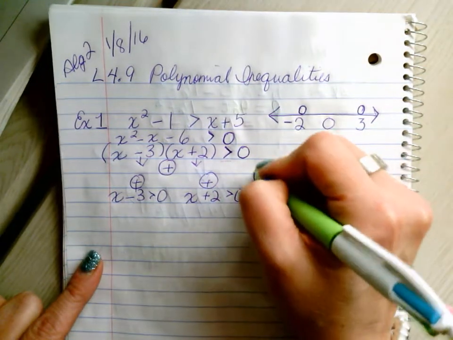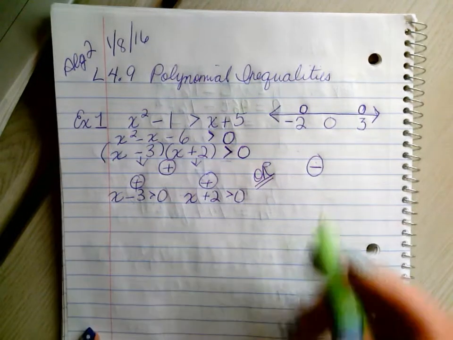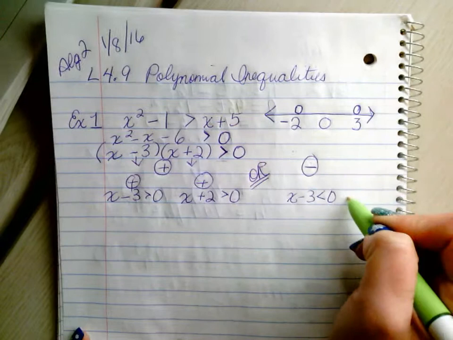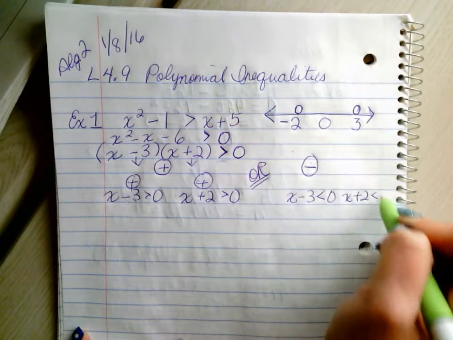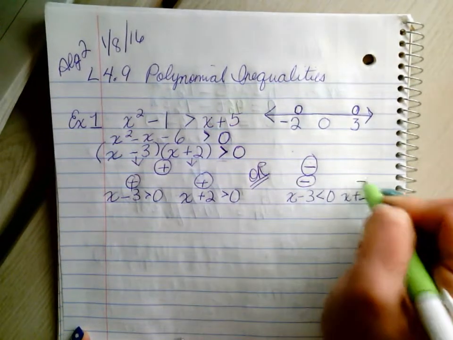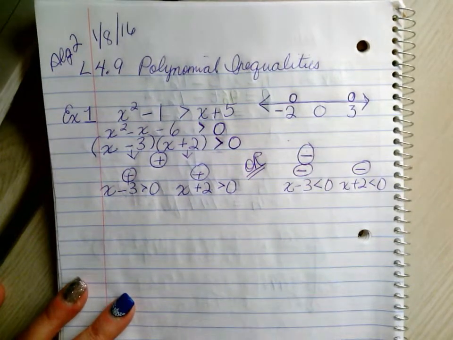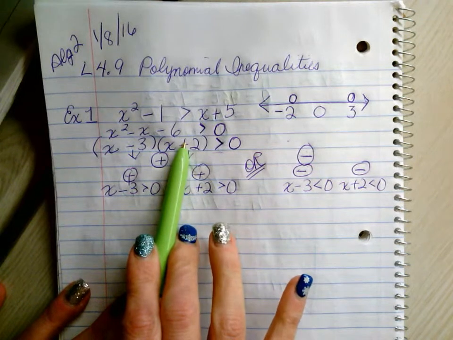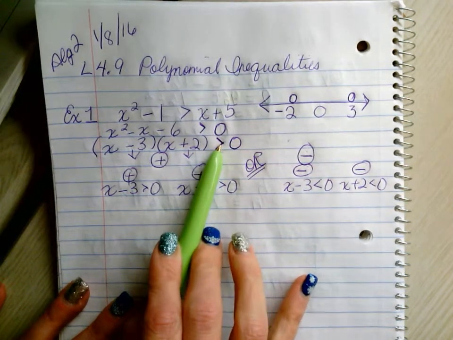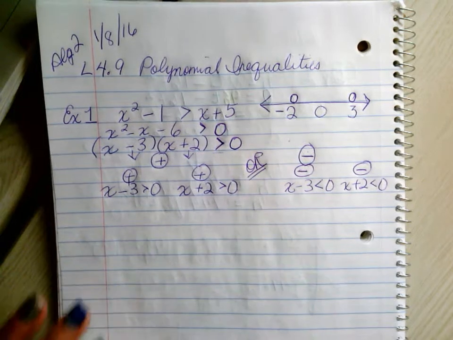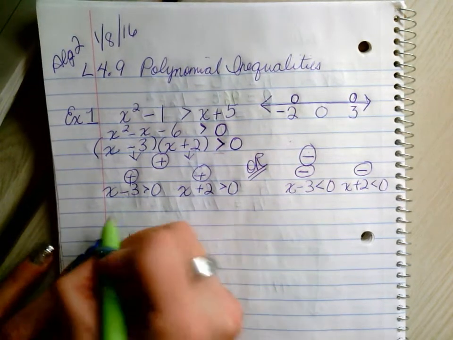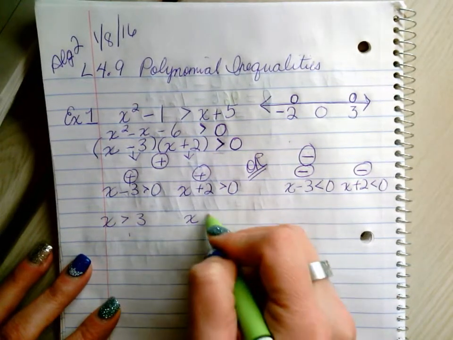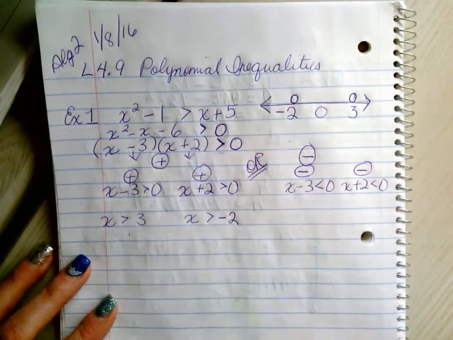That scenario works. Or if x minus 3 and x plus 2 are both less than 0, that means they're both negative numbers. And you know that a negative times a negative will result in a positive value. Positive values are larger than 0. Okay? So I'm going to solve both of these, and I'm going to end up with x is greater than 3. This part's easy. x is greater than negative 2.